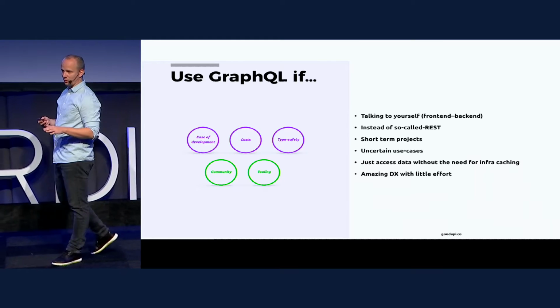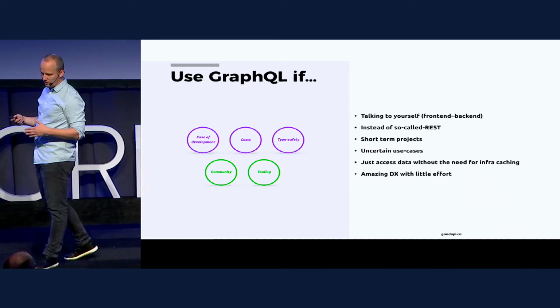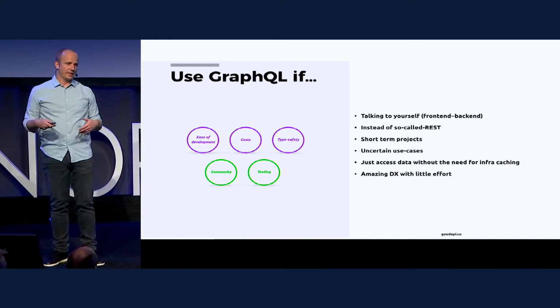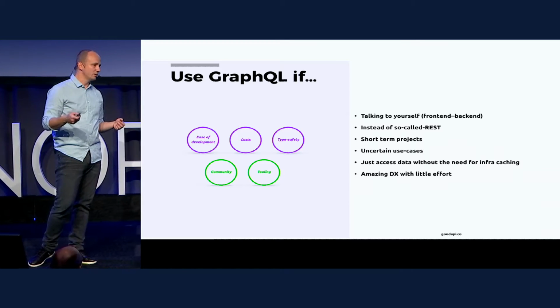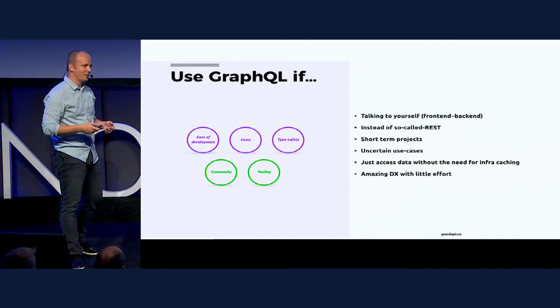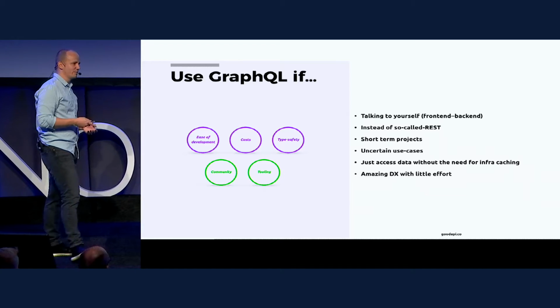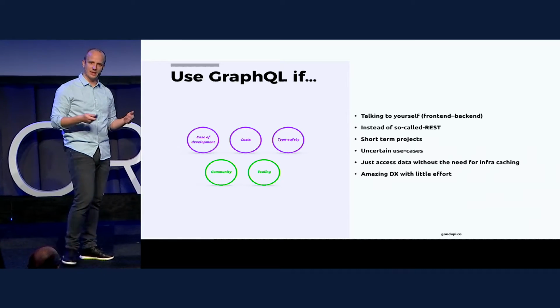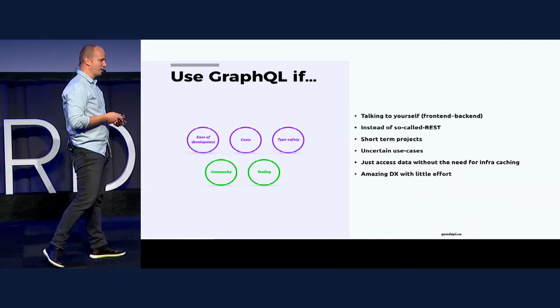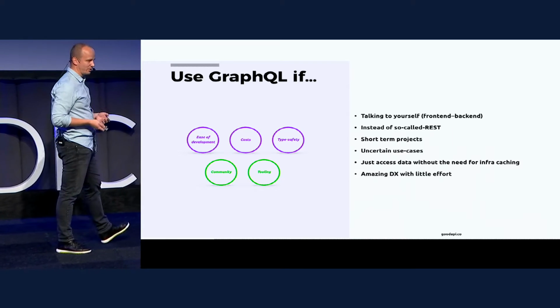If you need to set up something quick, if you don't know the use cases for sure, aka you don't know what users actually want, well, you should have a product owner. But if you don't know it, then you might use GraphQL as a help to collect feedback on what people actually want from your API.